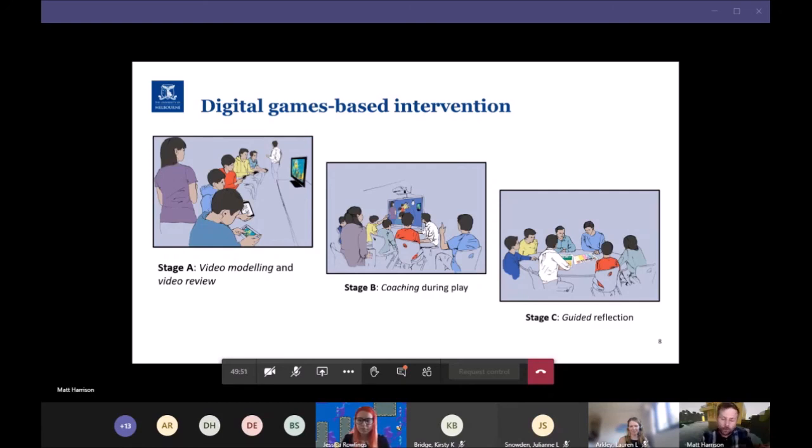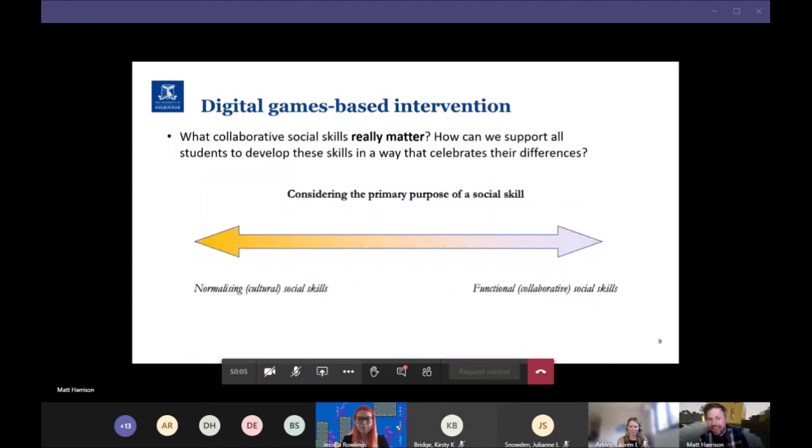Like Bron was talking about with self-determination theory, and how important it is that our players are actually involved, this is using an area of interest and an area of strength for them as a space to make social skills meaningful. And Jess and I always talk about what social skills we should really be focusing on.